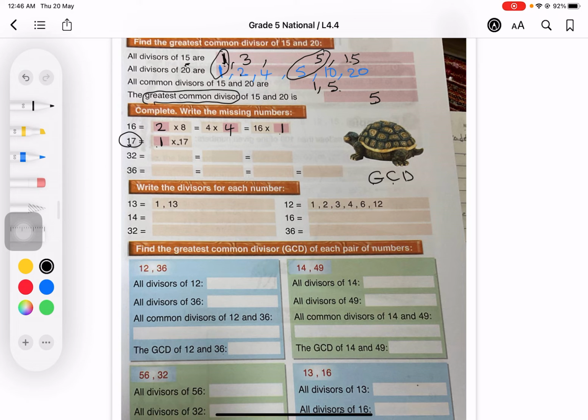Now 32, it is 1 and 32. It is 2 and 16. It is 4 and 8. 32 is not divisible by 3, okay? But it is divisible by 1 and by 2 and by 4. 36, the beginning number you should start with is 1 multiplied by 36. Then 2 multiplied by what? 18.